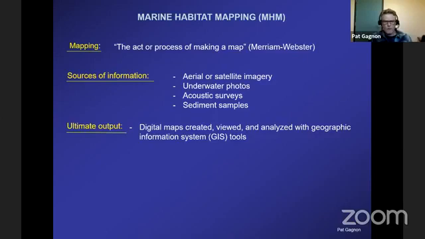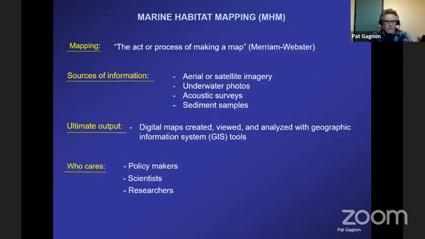Ultimately what we're trying to come up with are what we call digital maps, maps that we can view on a computer screen. We can edit those images and analyze all kinds of patterns from this imagery. Ultimately we want to put that in the geographic information system known as GIS. You are probably familiar with GIS concepts, and I'm going to get back to that in a few minutes. But the ultimate outcome is a digitized map that we can play with in a GIS system.